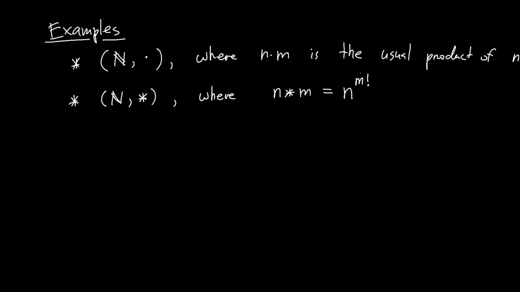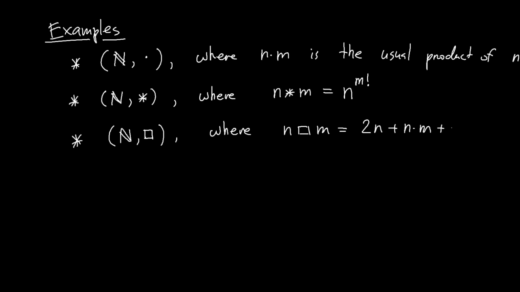And then the other thing we want to check is whether this thing is actually a natural number, and indeed it is. When n and m are natural numbers, n to the power m factorial is also a natural number. So this seems to be a good example of a magma. And of course, one can go on like this, introduce various different kinds of magmas, where, for instance, in this example, we could have 2 times n plus n times m plus m squared. Why not? And so on.